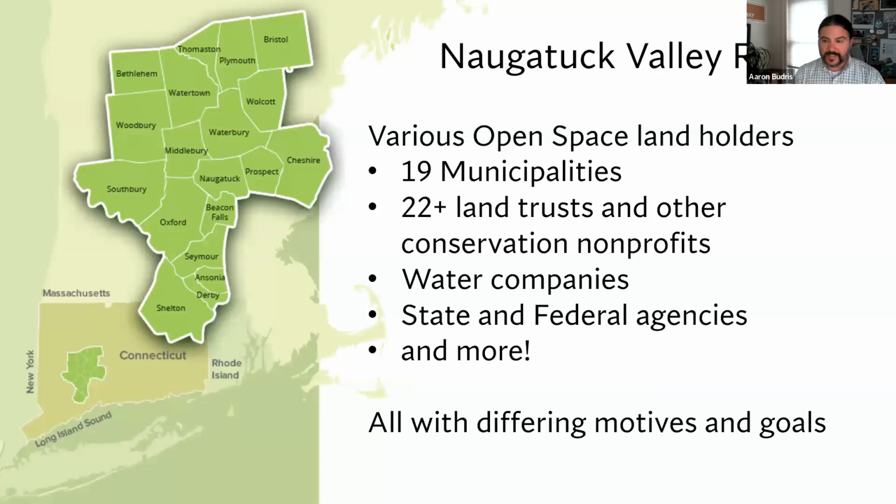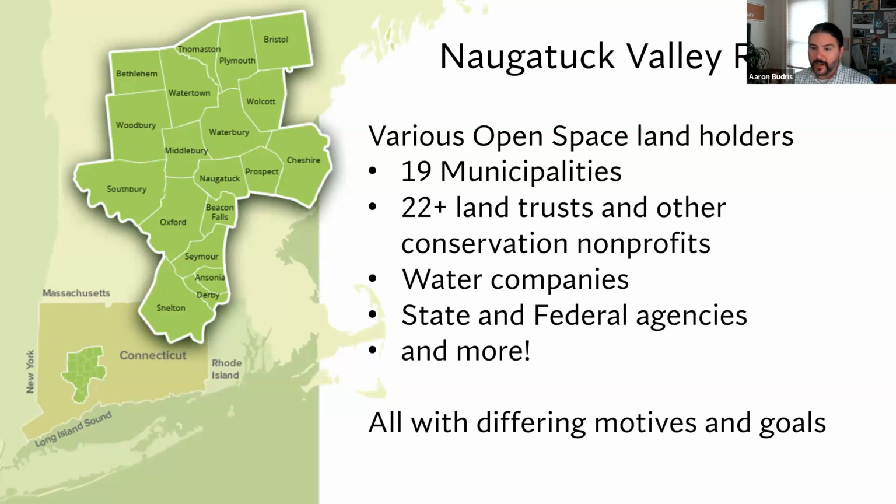And getting good data can be difficult. The first reason is that we have 19 municipalities, all of them hold open space, and we have a bunch of other active agencies and organizations working in our region that hold open space. So we have over 22 land trusts and other conservation nonprofits active in our region. We have, if I counted correctly, 8 different water companies and water departments that hold property. We have state agencies, mostly DEP, but other state agencies also hold land in our region.